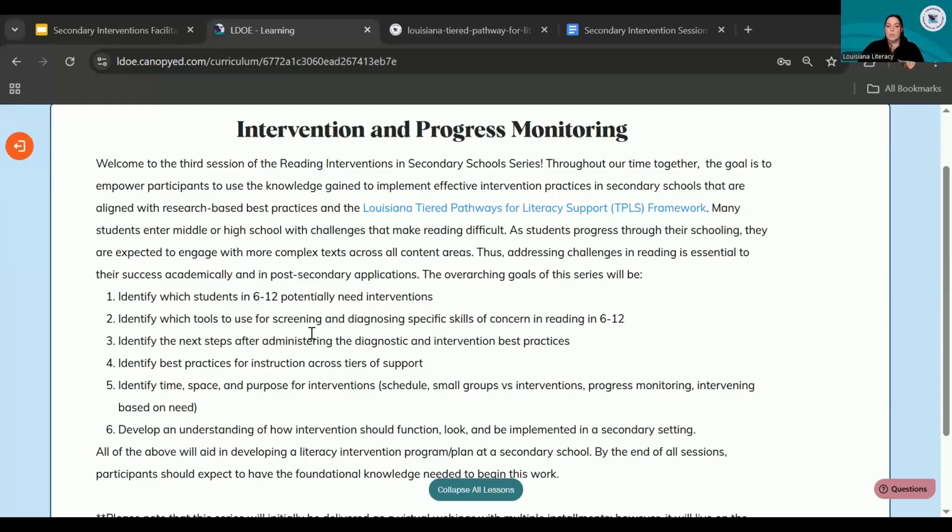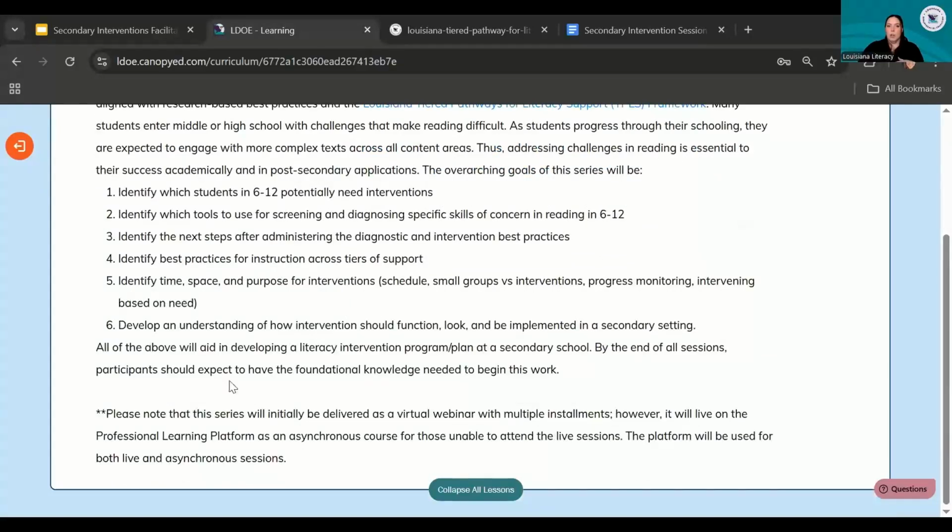We've covered many of these overarching goals of the session already. We've talked about how to identify the students in 6th through 12th grade that might need some interventions. We've talked about how to use screening and diagnostic assessments to identify specific skills of concern. We've talked about what to do after you have diagnosed those students, briefly. And we've talked a little bit about best practices for instruction across all the different tiers of support that are highlighted in the TPLS framework.